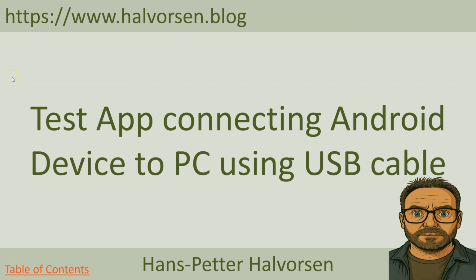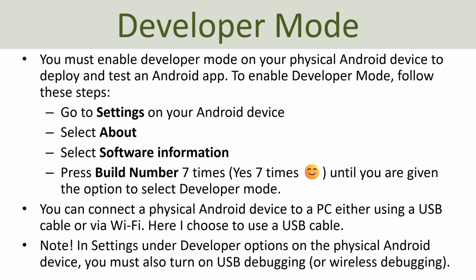So the next step is to connect our Android device to the PC that is running the application in Visual Studio, and then connect the Android device to the PC using a USB cable. We could also have used Wi-Fi, but it's easier to use the USB cable. But before we do that, we need to enable the so-called developer mode. This is something we need to do on the physical Android device.